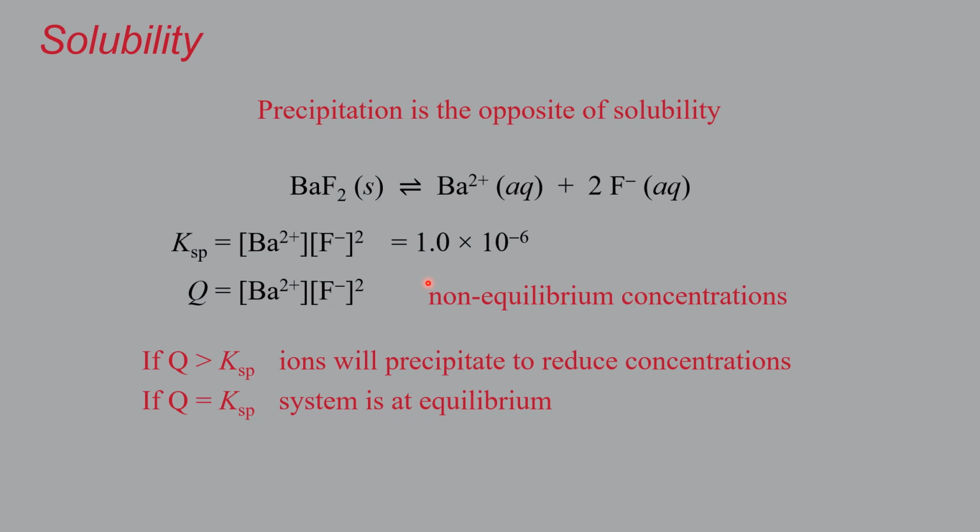If they happen to be equal to Ksp, then the system is at equilibrium and you've got no net change. And if Q ends up being less than Ksp, that means these concentrations are lower than they are for an equilibrium mixture, which means it will continue to dissolve until Q equals K. And so this is how one can predict, if given a certain set of concentrations, whether they will remain in solution, if they're at equilibrium, or if the concentrations will drop as a result of precipitation.